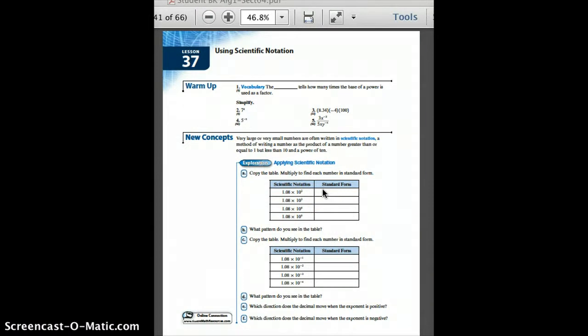Okay, hello everyone. This is the algebra class. This is the blue book. The first lesson is lesson 37, and it is using scientific notation.